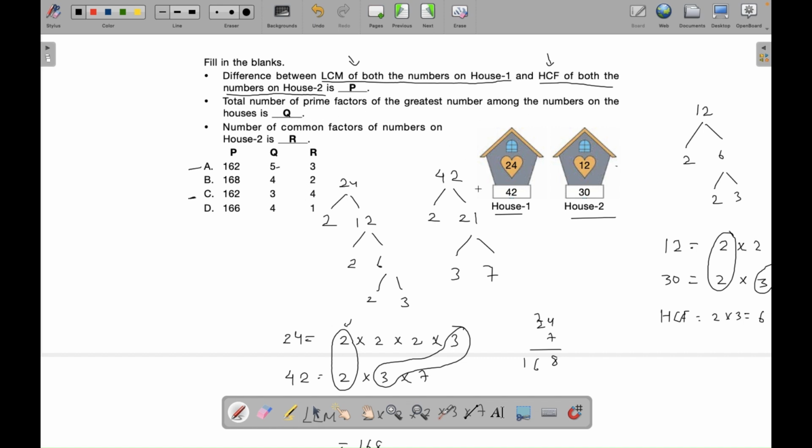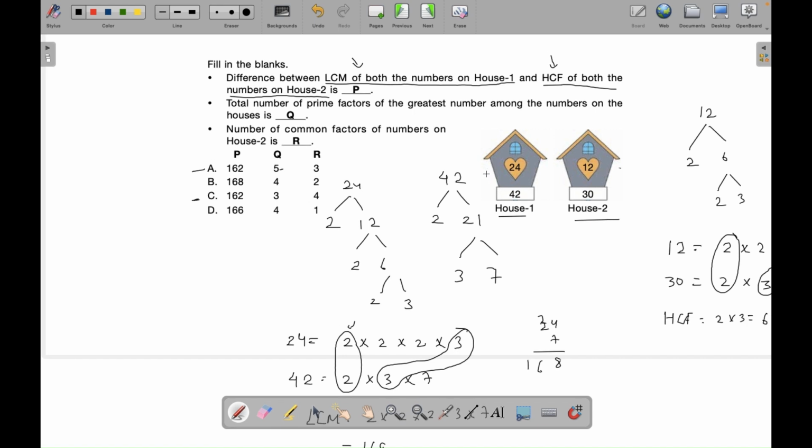Right? So total number of prime factors of the greatest number among the numbers on the houses. So which is the greatest number among all the numbers? It is 42. Right? So how many prime factors does this have? So we have already calculated the factor tree. Right? So it will help us identify the prime factors. So 2, 3 and 7 are the only prime factors of 42. So this is the correct answer.